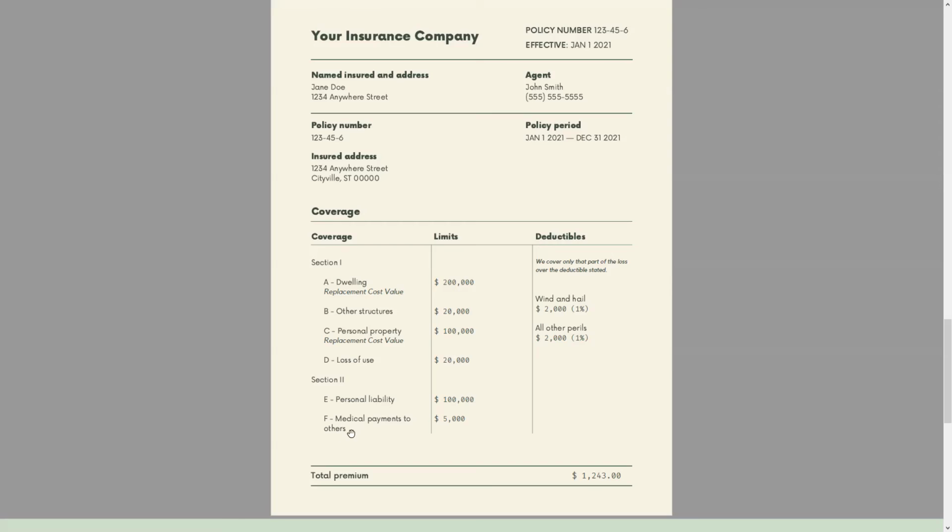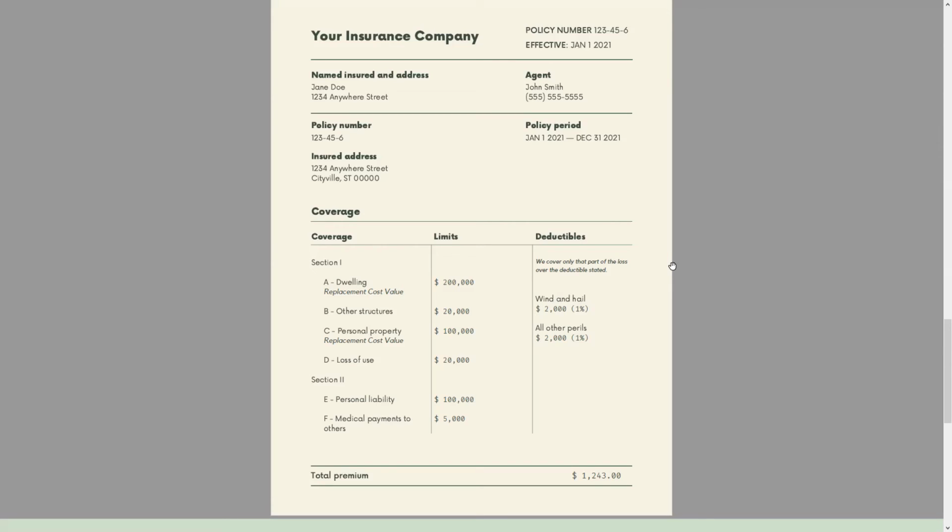Here's section 2. Coverage E is personal liability. Liability coverage is a vital component of a homeowner's insurance policy. It protects you against damages or injuries caused by you or on the property. Coverage F, medical payments to others, covers costs incurred on the property by those not listed as residents of the household, regardless of fault. And finally, we have deductibles.